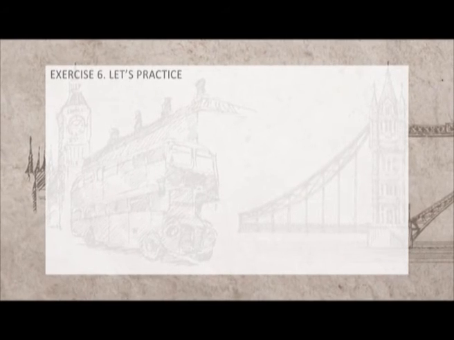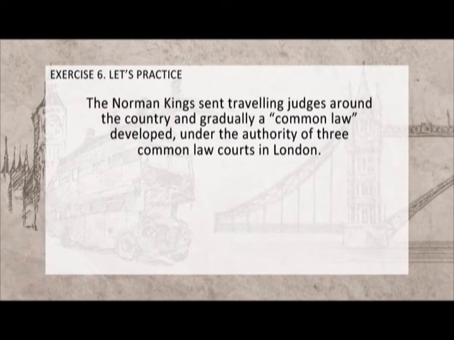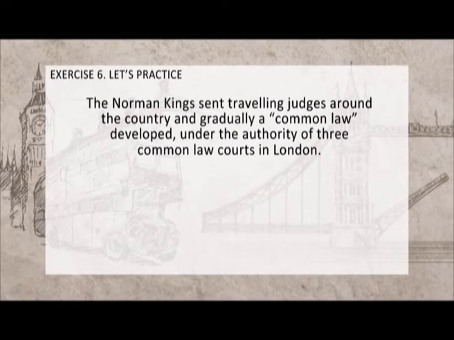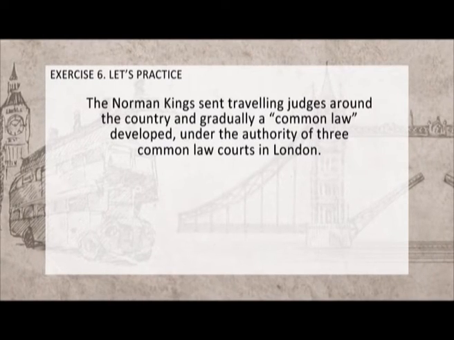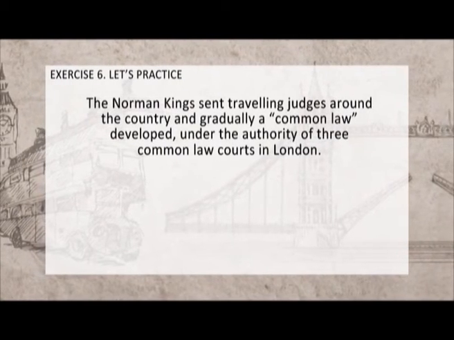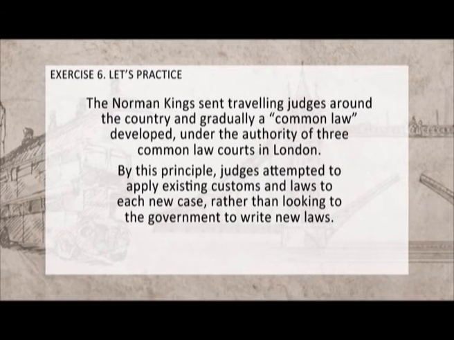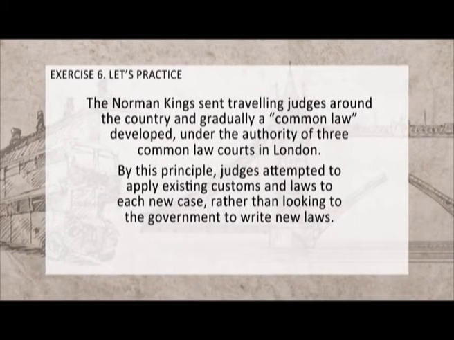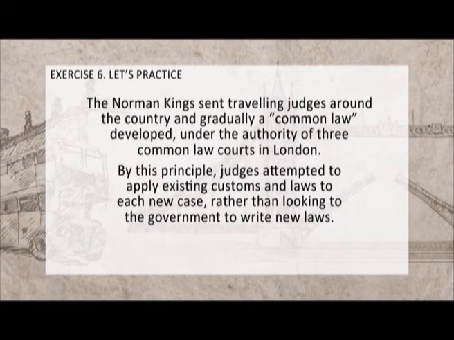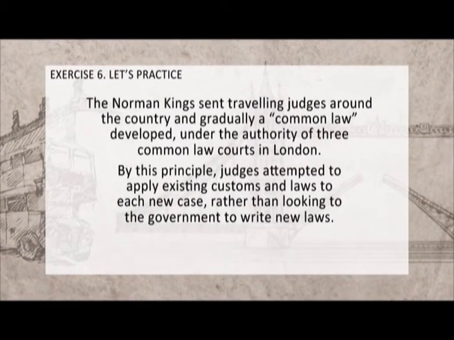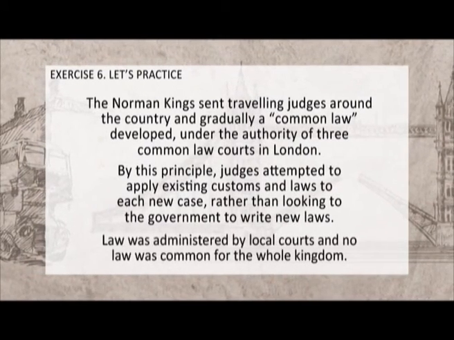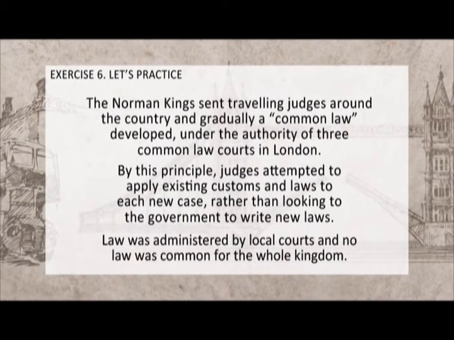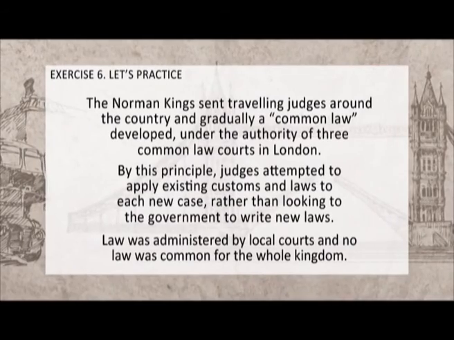Exercise 6. Let's practice. The Norman kings sent traveling judges around the country, and gradually a common law developed under the authority of 3 common law courts in London. By this principle, judges attempted to apply existing customs and laws to each new case, rather than looking to the government to write new laws. Law was administered by local courts, and no law was common for the whole kingdom.